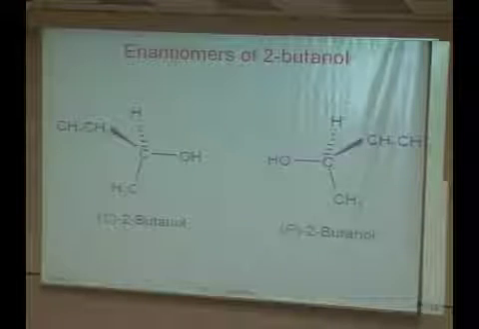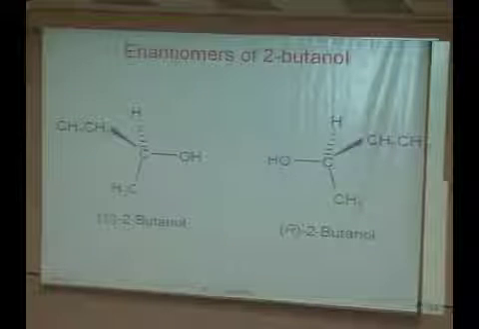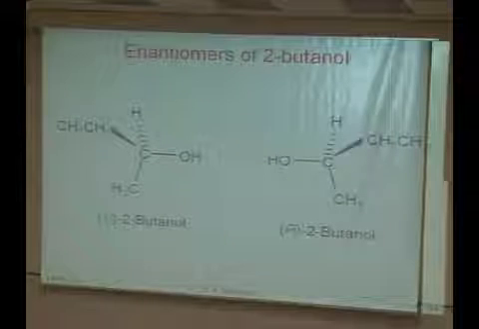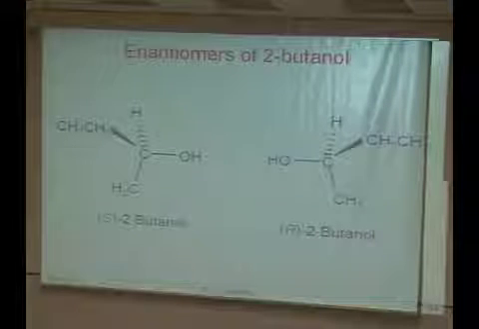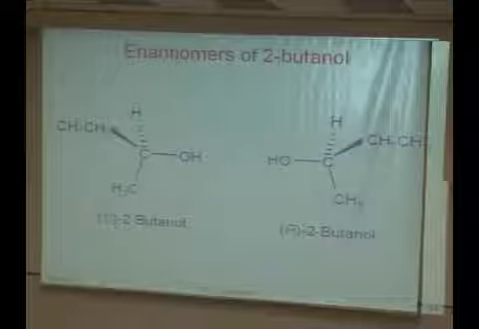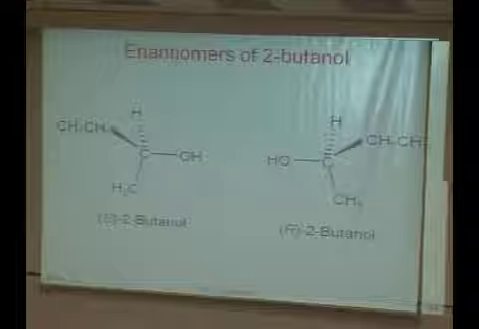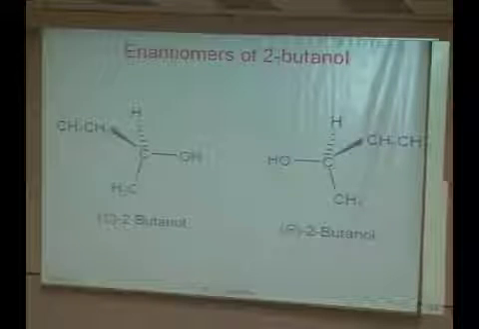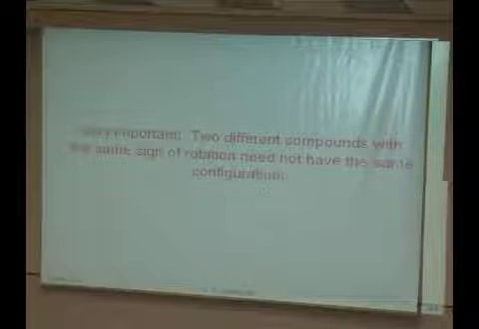Now, if I am looking here, where is group number 1? Highest priority, OH. Second, CH2, CH3, then CH3. Hydrogen, the lowest priority, is away from me. Therefore, going from highest priority to lowest priority, I am going clockwise. That will be an R configuration. So this is S-2-butanol. This is R-2-butanol.